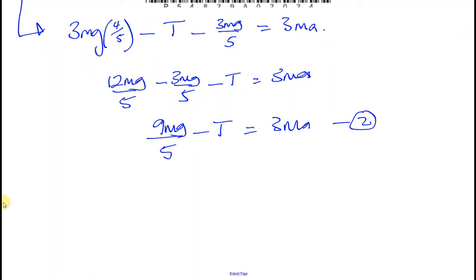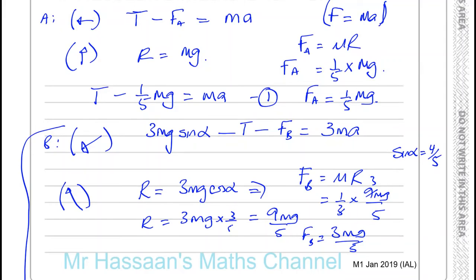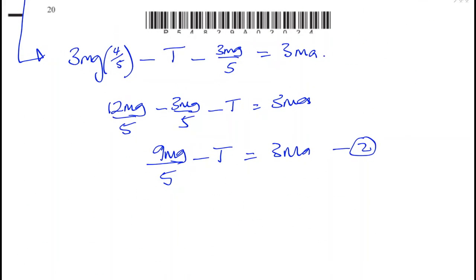Now let me bring the other equation down here as well. The other equation was T minus a fifth mg equals ma. So you have T minus a fifth mg equals ma. Alright, so here we have two equations which we can now use simultaneously.